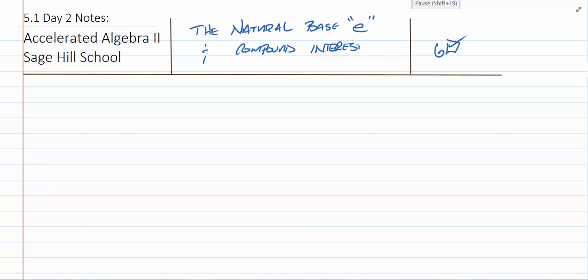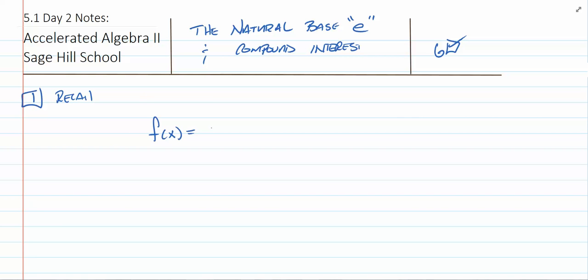Okay, so today, what we're going to be talking about for 5.1 day 2 is two things. The natural base e and how that pertains to exponential functions, and then compound interest. So those two things that we're going to work on. So we'll start our little lesson here talking about recalling what we learned yesterday from exponential functions.